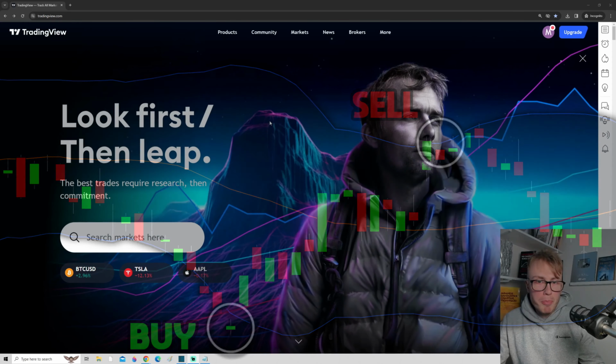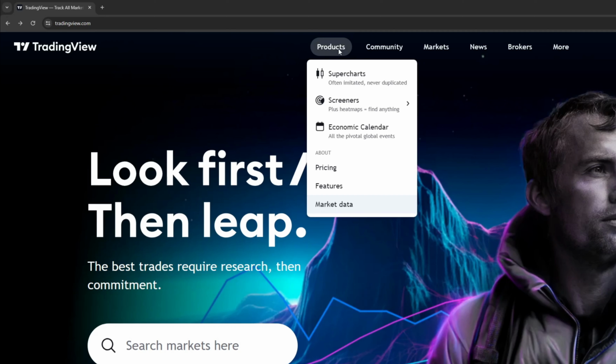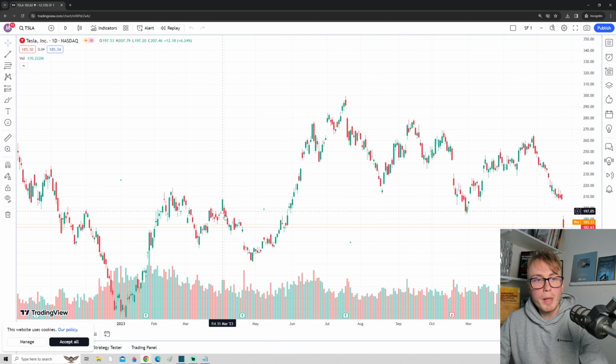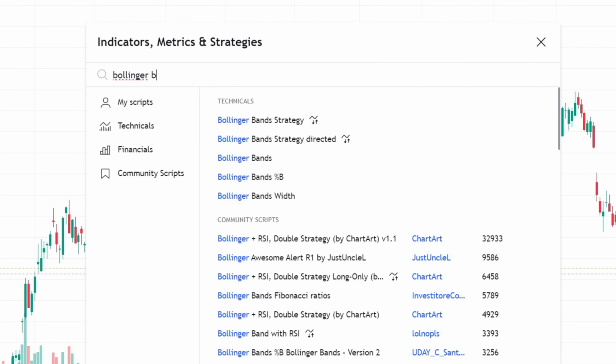So to add the Bollinger Band indicator to TradingView, we first need to open up a chart. So we navigate up here to the products tab and press on super charts. Now when we have the chart open, we want to go up here to the indicators tab, and what we want to search for here is simply Bollinger Bands.